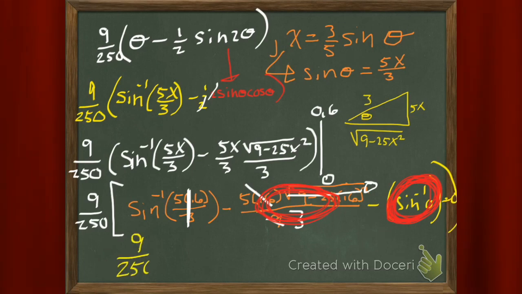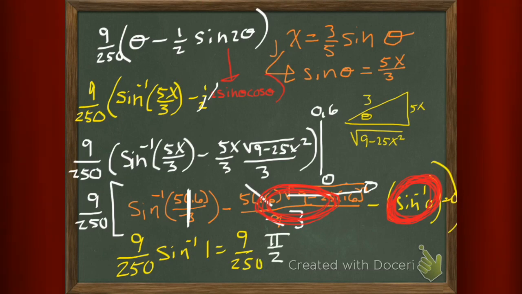We have that 9 over 50 times the sine inverse of 1, but wait, there's more. You know what the sine inverse of 1 is? That's pi over 2. So we doubled the denominator, and look at that. It's looking like a Tijuana taxi. So colorful. Box and flower.